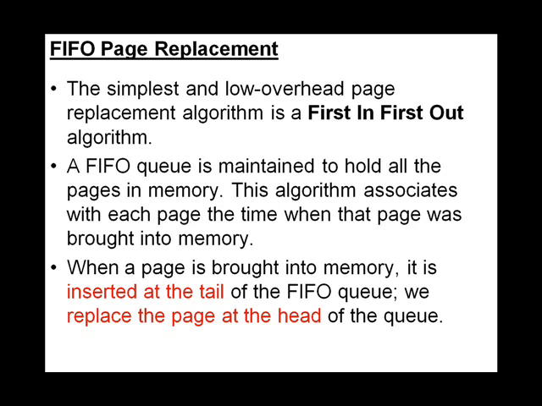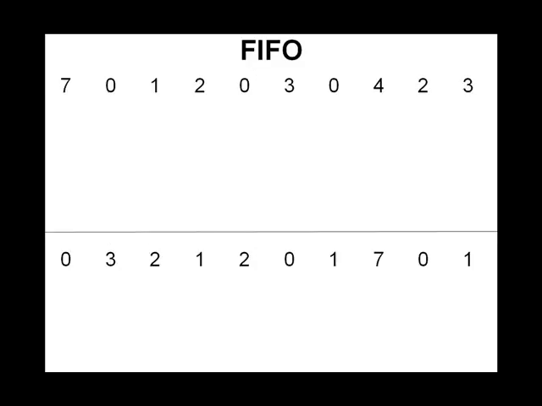FIFO is an acronym for first in first out. See the first point. The simplest and low overhead page replacement algorithm is the first in first out algorithm. From this we can know it is the simplest method. Let us see the first in first out page replacement algorithm with an example problem.